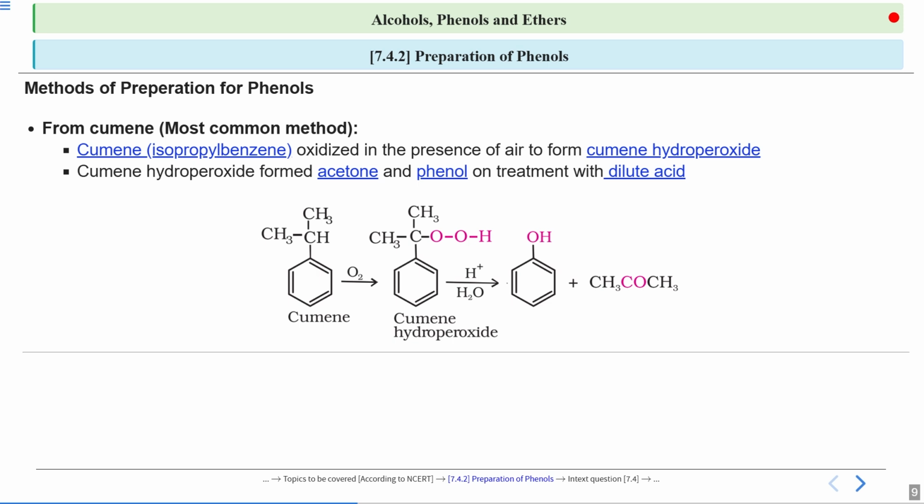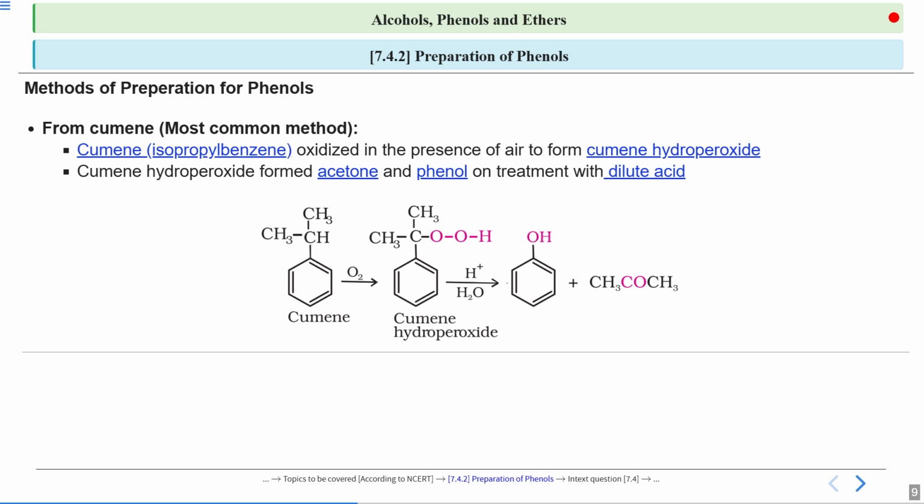Next method we saw from diazonium salts. That is, by diazotization you get N2+ and Cl- attached to a benzene ring, and then you get a phenol. Next method is the cumene, and this is the most common method or industrial method.